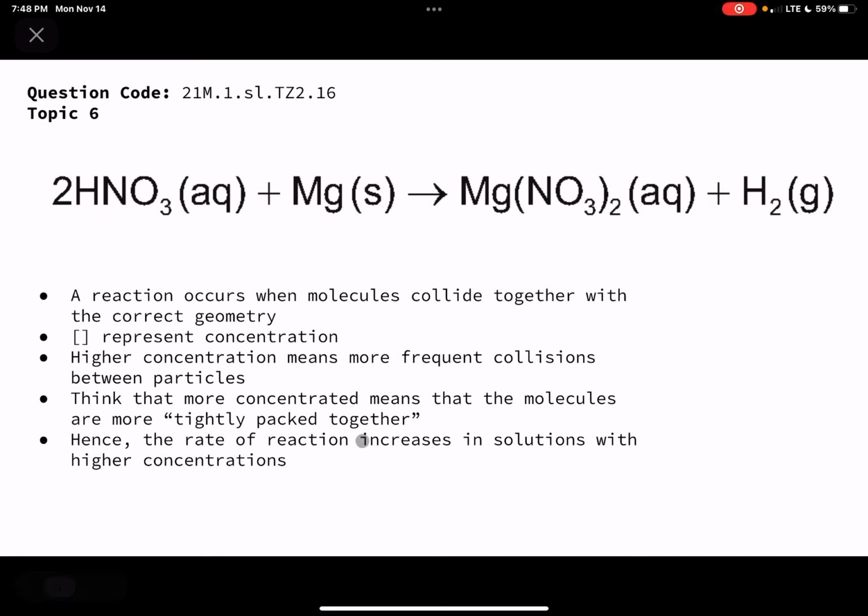Hence, the rate of reaction increases in solutions with higher concentrations, meaning that A and B might be the correct ones so far. However, C and D are definitely incorrect because they say that the concentration is halved, and if the concentration is halved, the frequency of collisions will decrease, meaning the rate of reaction will also decrease. So C and D are definitely incorrect.